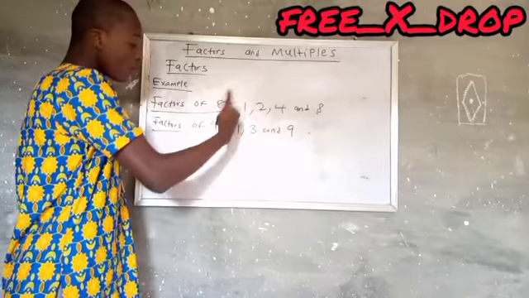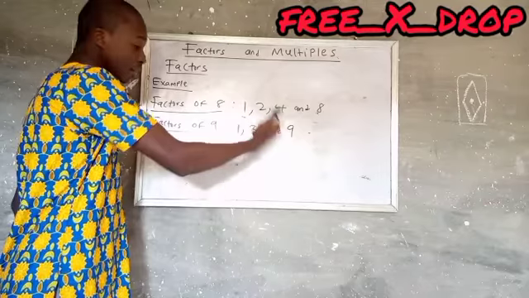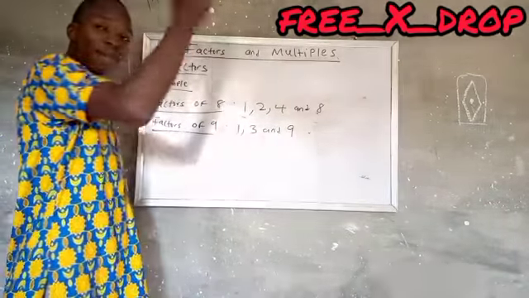Why did we not put 4? 4 cannot divide 9. 5 cannot divide 9. 6 cannot divide 9. 7 cannot divide 9. 8 cannot divide 9. But 9 can divide 9. 10 and above, it cannot.